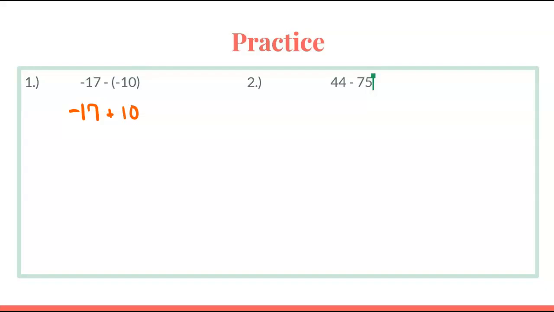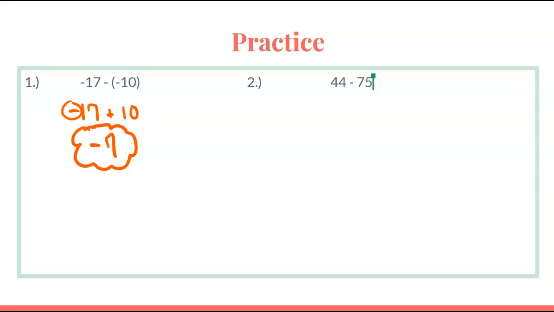Now I have an addition problem with different signs. I follow my rule. I subtract 17 minus 10 is 7. 17 has a larger absolute value, so I keep the sign. My answer is negative 7. So I was subtracting, I changed to addition, in the end I subtract. I know it's confusing, but just follow the rules and you'll start to see the pattern and it'll be much easier. Let's look at the second problem.